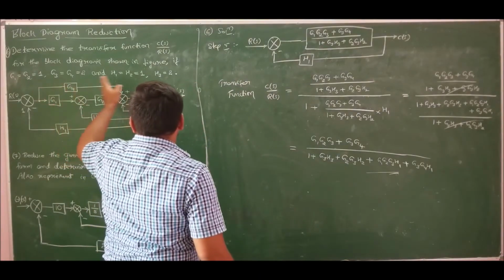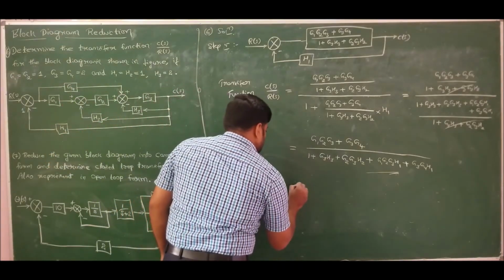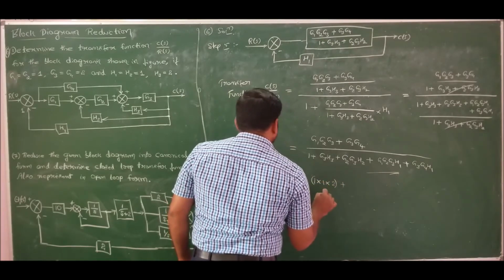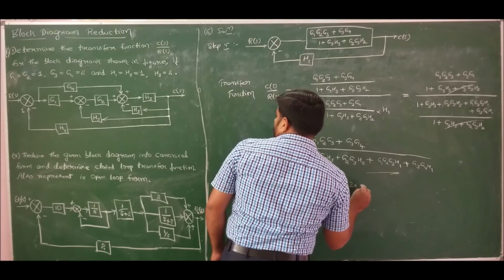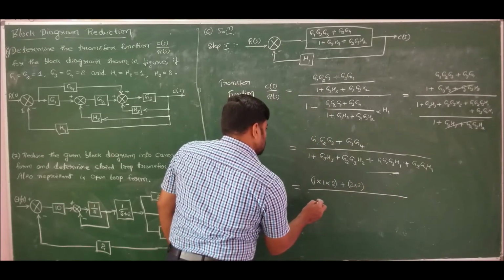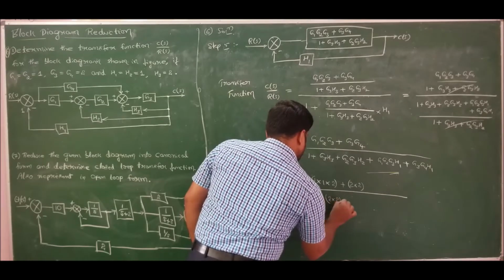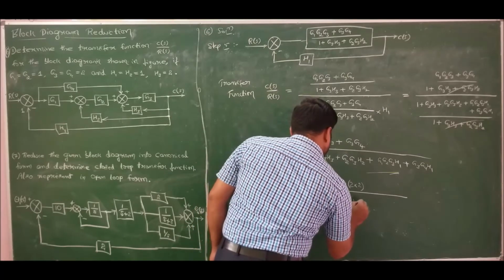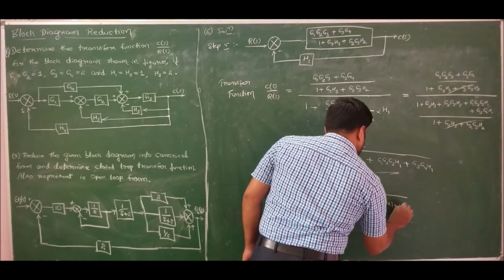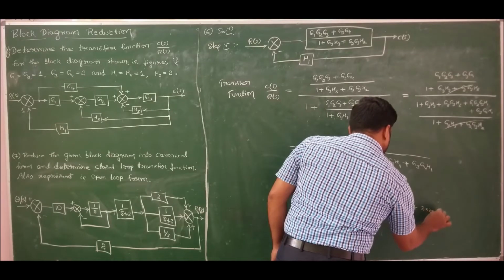Now we are given the values of the transfer functions of the minor blocks G1, G2, G3, G4 and so on. Substitute and find the value of the transfer function. G1 value is 1, G2 value is 1, G3 value is 2, G3 value is 2, G4 value is also 2. This is divided by 1 plus G3 H3, where G3 is 2 and H3 is 2, plus G2 is 1, G3 is 2, H2 is 1, plus G1 is 1, G2 is 1, G3 is 2, H1 is 1, plus G3 is 2, G4 is 2, H1 is 1.